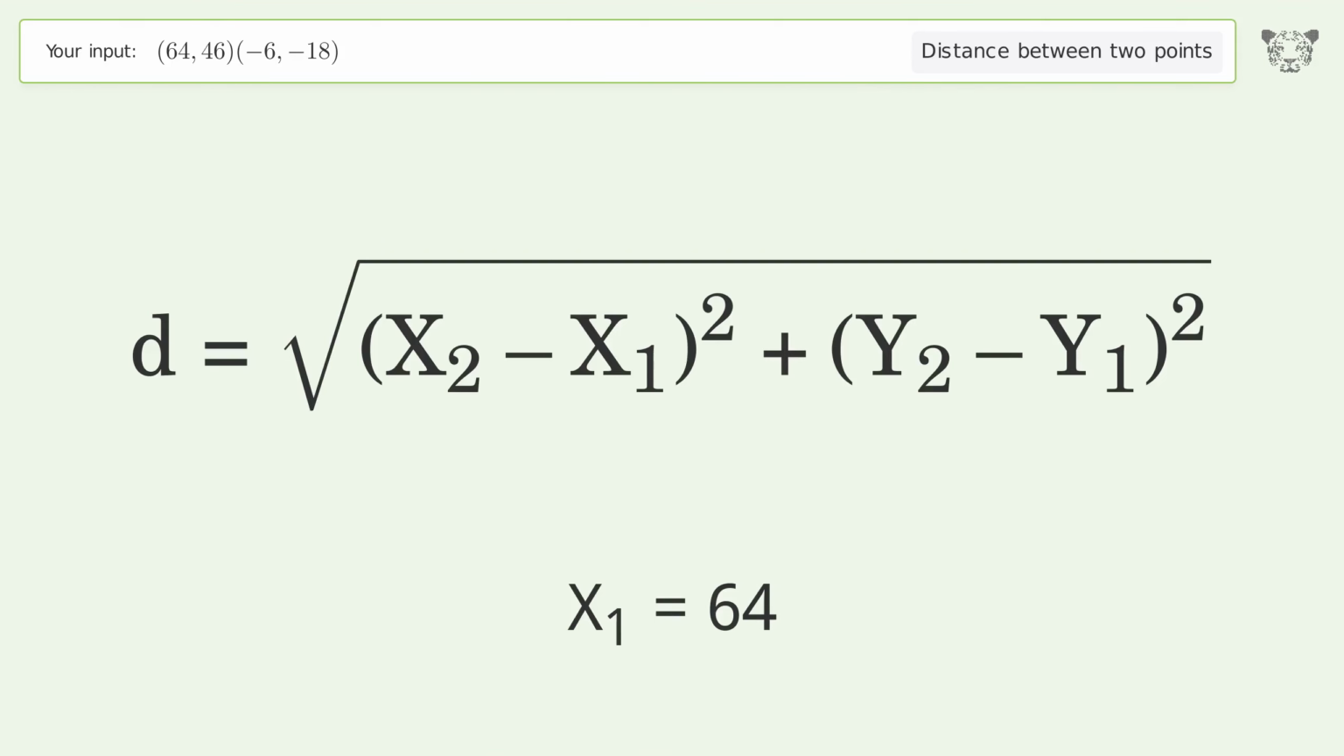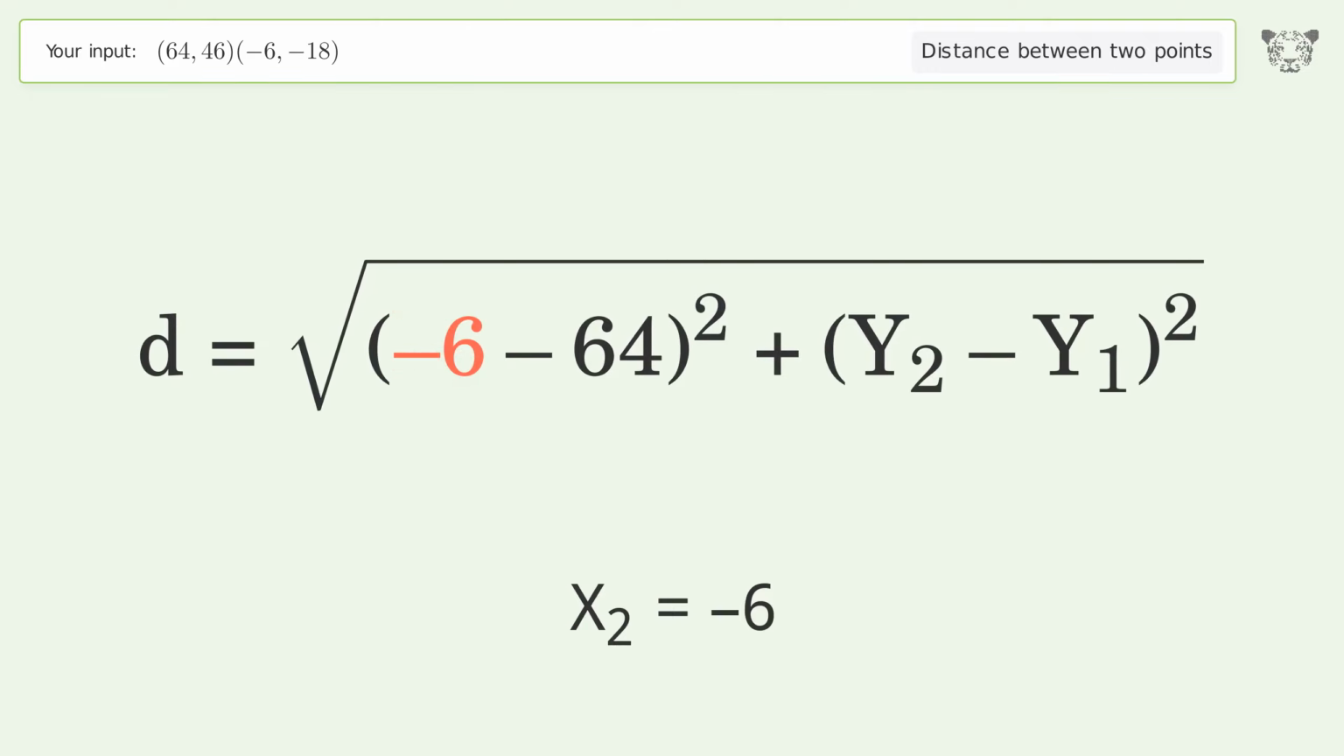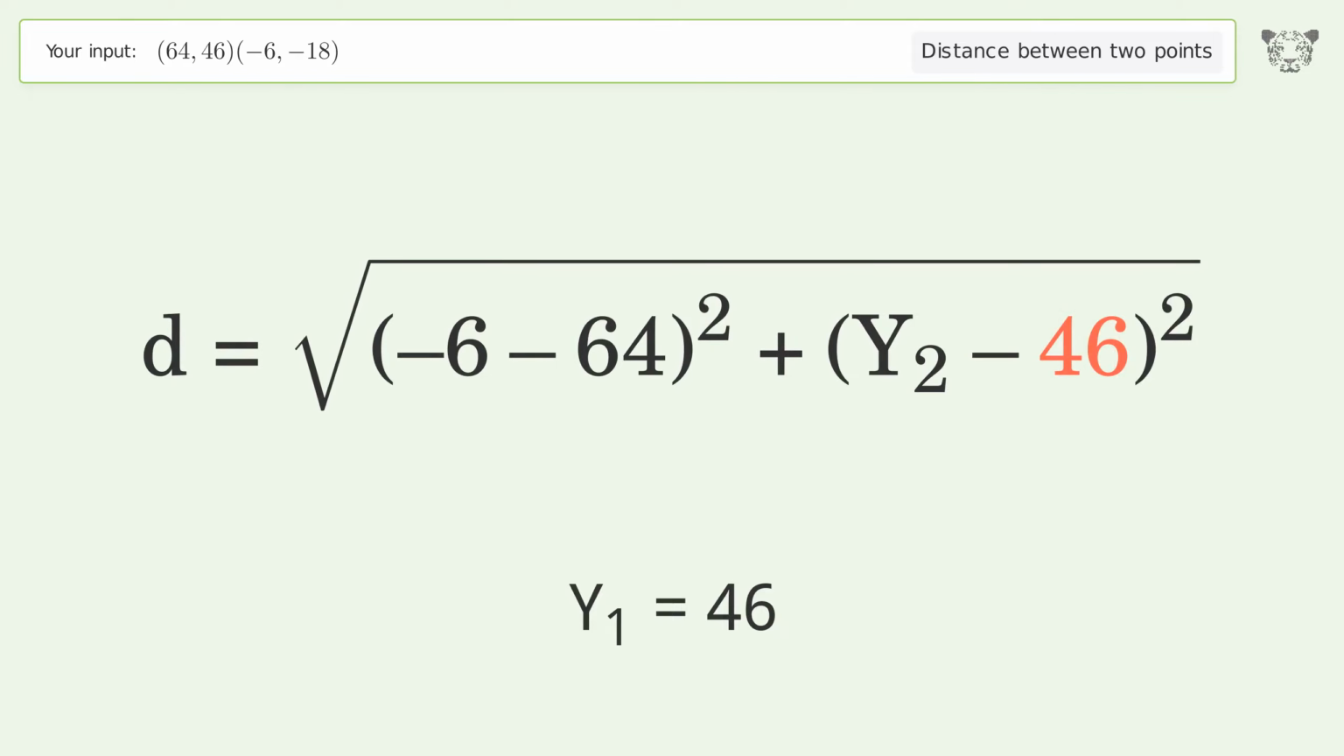x1 equals 64. x2 equals -6. y1 equals 46. y2 equals -18.